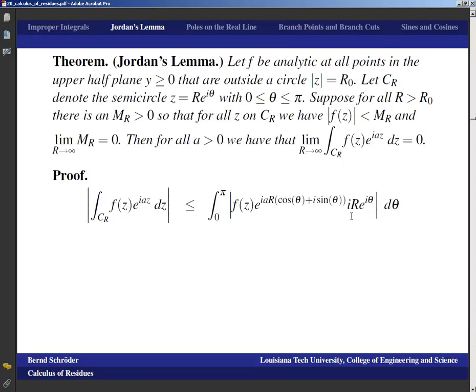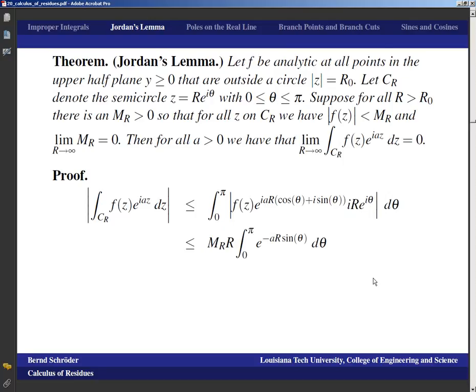There's nothing magic happening here. You just write down the parameterization, r e to the i theta, take its derivative, that's what you get, and then you push the absolute value on the inside, and the exponent will become e to the i a r e to the i theta, which is e to the i a r times cosine theta plus i sine theta. Now we realize the function is bounded by M. The length of the semicircle is r. The absolute value of the e to the i theta, i r part is bounded by r.